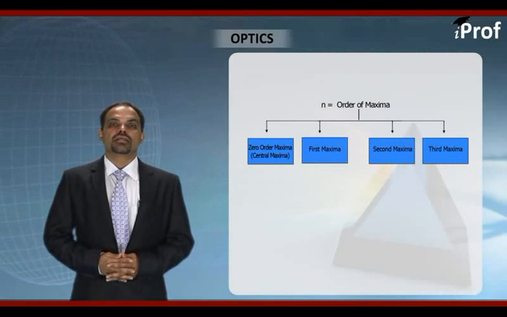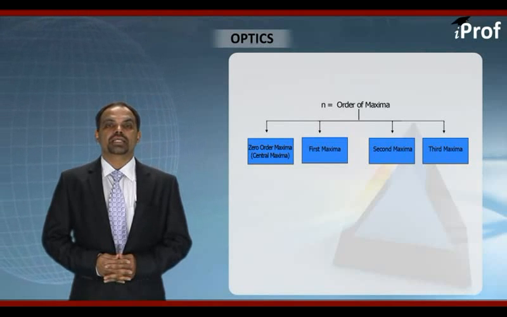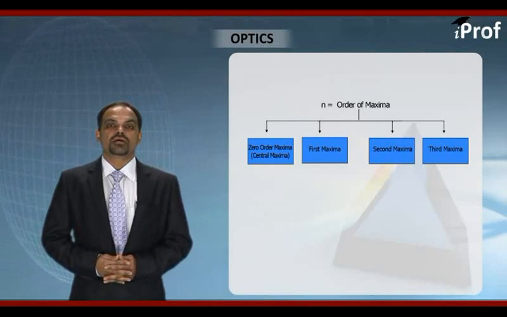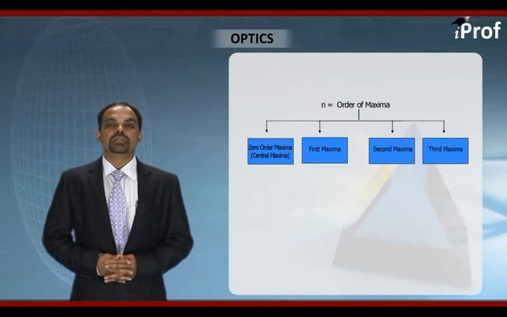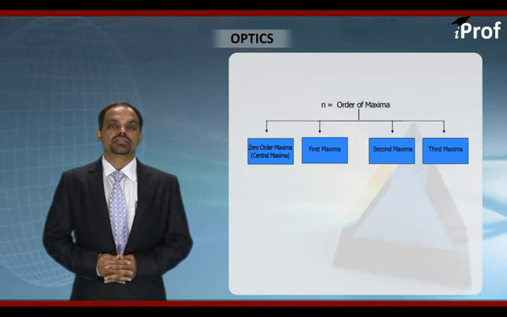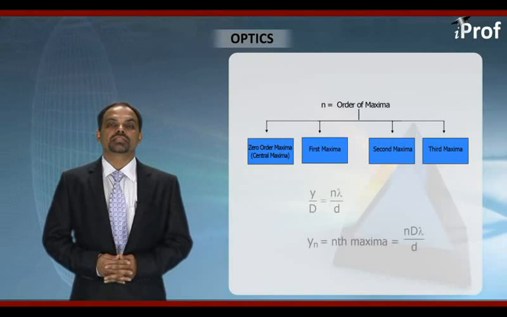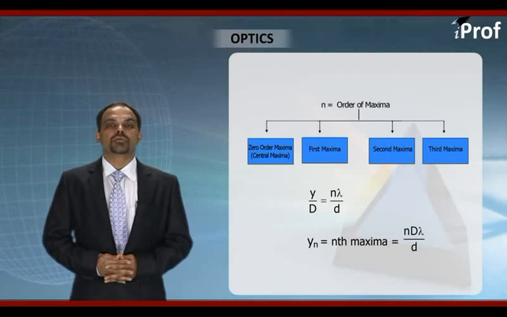Now we can have the positions of maxima in terms of linear distance from this central maxima. Let's say the distance of point P from the central maxima is y. We can write the value of sine theta, which will be the same as tan theta. So we'll have y over capital D is equal to n lambda by small d. So we get the position of the nth maxima as n capital D lambda over small d.